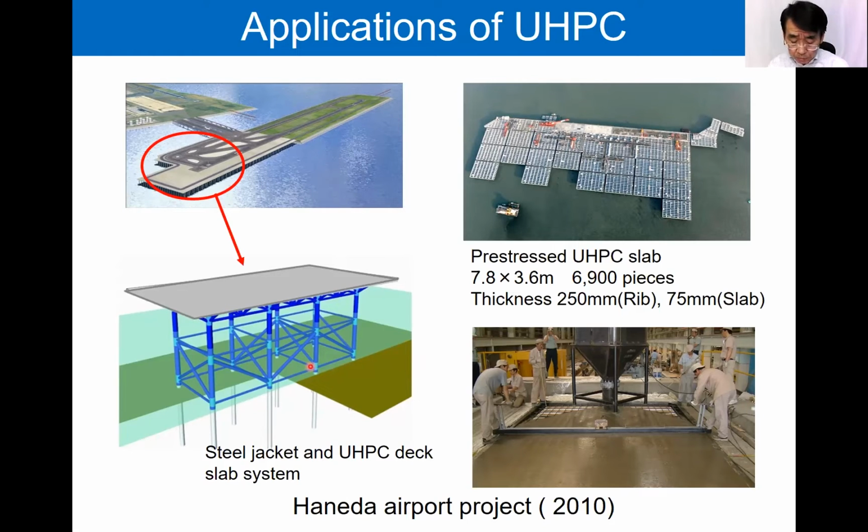The reasons for the application of UHPFRC to deck slab were weight reduction of the slab and durability against the salt attack in the offshore environment. The average thickness of the UHPFRC slab was 135 millimeter, which was about 60% of the conventional precast composite slab.